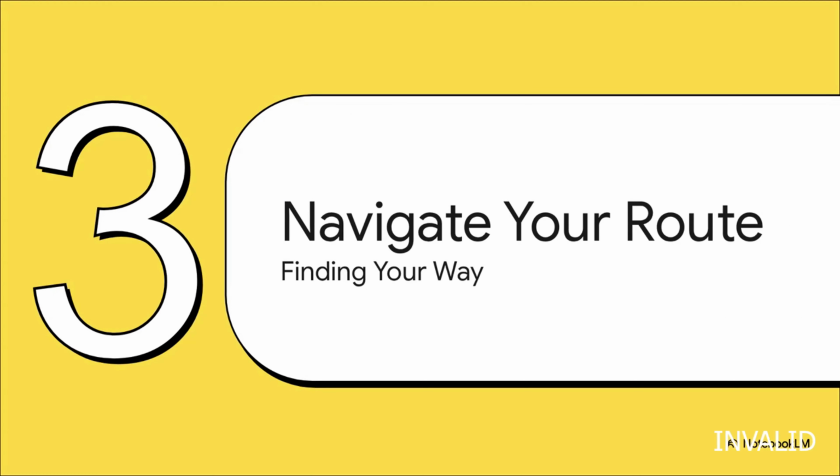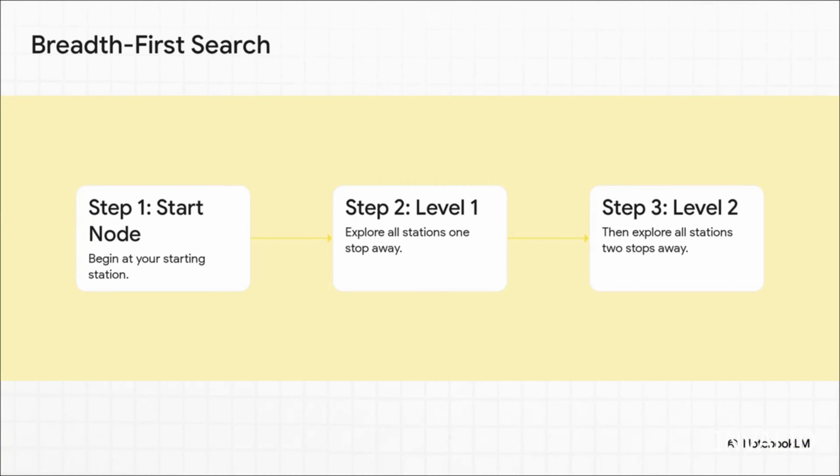All right, our map is built, it's digitized. Now for the fun part. How do we actually use it to get from point A to point B? To do that, we need a navigation plan, a set of rules. In computer science, we call these algorithms. Our first strategy is called breadth first search, or just BFS.